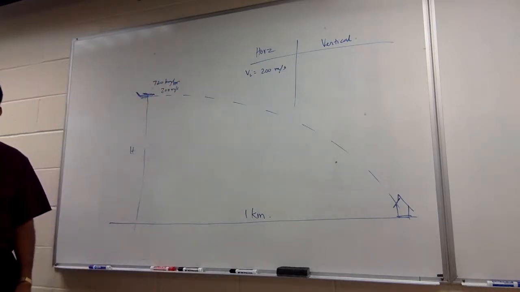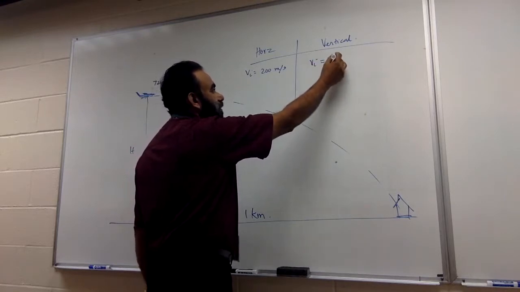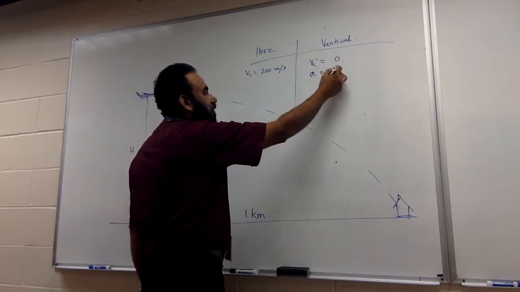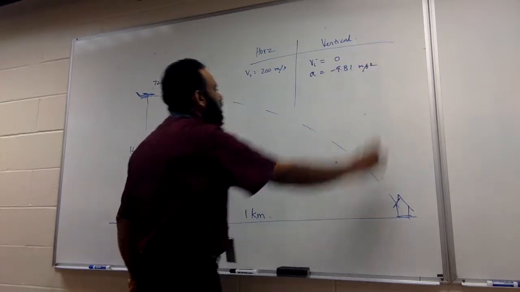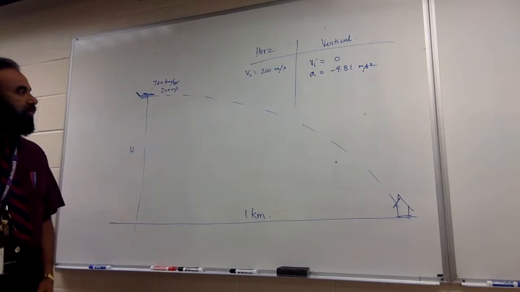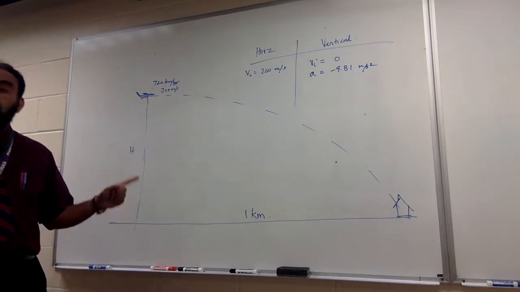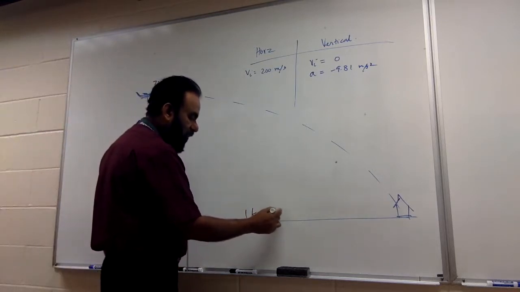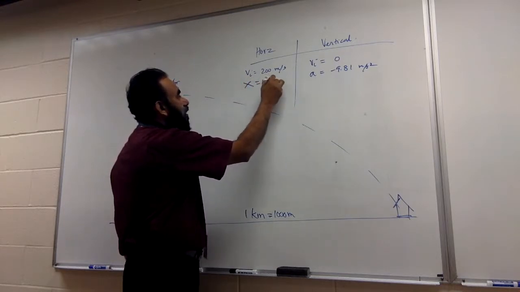You get it? What is the initial vertical velocity? 0. What is the acceleration on this side? Negative 9.81. And what else do you know on the horizontal side? Which displacement do you know? Horizontal displacement, which is 1 kilometer. I don't want to write 1 kilometer. 1,000 meters. So I know this is 1,000 meters.